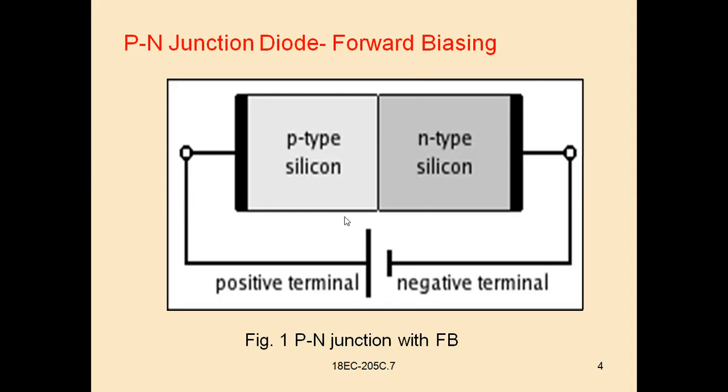In this battery symbol, the longest line indicates the positive terminal and the shortest line indicates the negative terminal. If the positive terminal of the battery is connected to p-type and the negative terminal is connected to n-type, then we call this forward biasing. So this type of connection is known as forward biasing. Let me discuss what happens when the p-n junction diode is in forward bias.